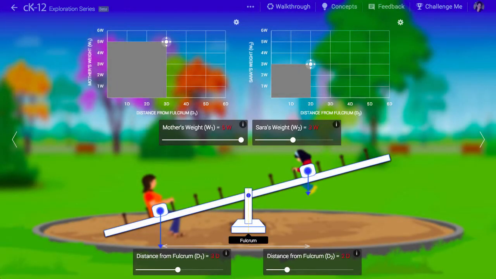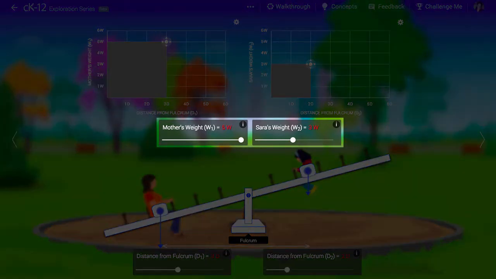In this simulation, we are exploring the concepts of torque, equilibrium, and mechanical advantage. A torque arises when a force is applied that can generate or oppose a rotation about some pivot point. In this simulation, the forces are applied by the weights of Sarah and her mother. The girl and her mother are exerting downward contact forces on the seesaw.